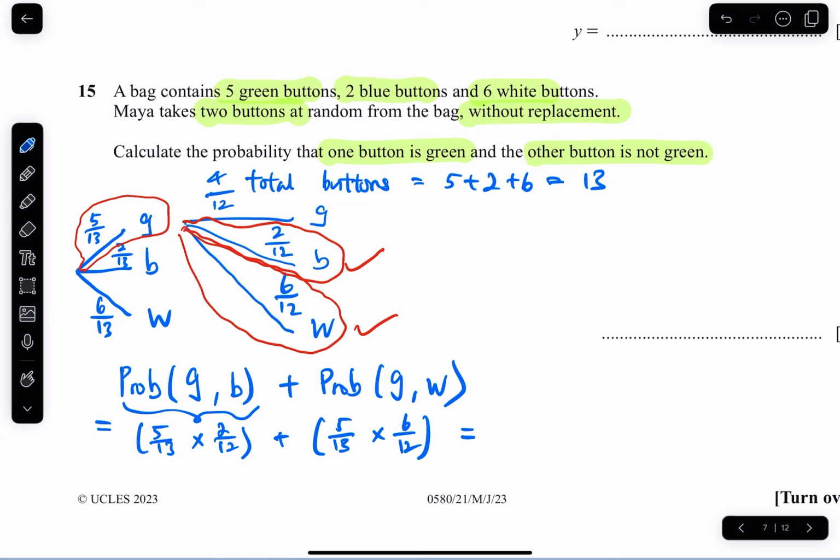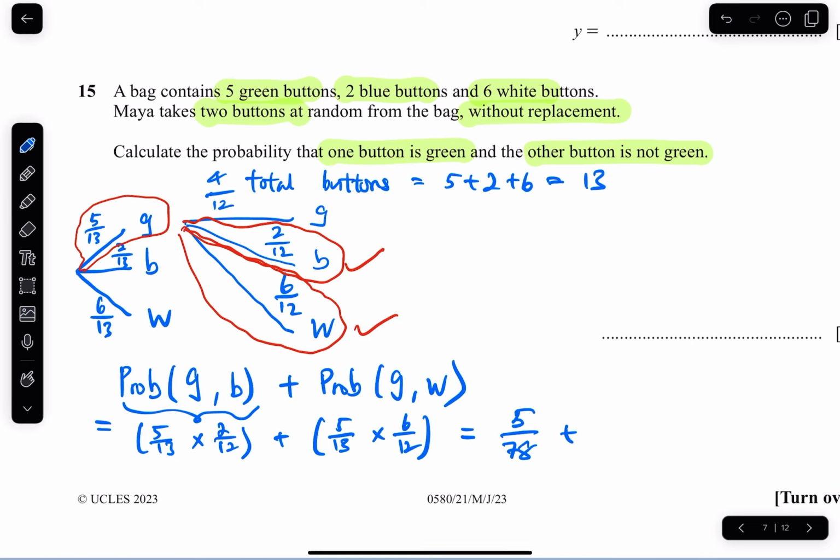Just bear in mind that when we are moving down the branch, we multiply. The different cases, we will have to add them. So in this case, we will just use the calculator. 5 divided by 13 times 2 divided by 12. The first case will be 5 over 78.